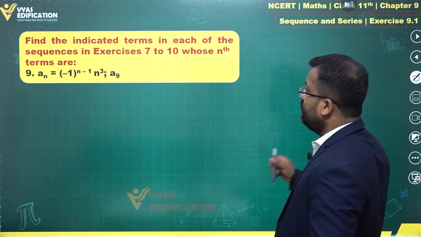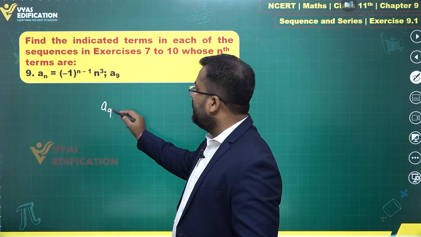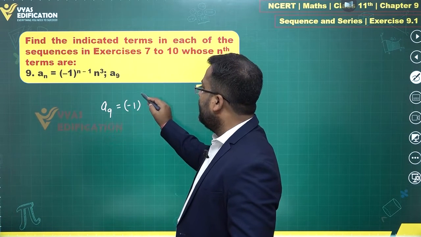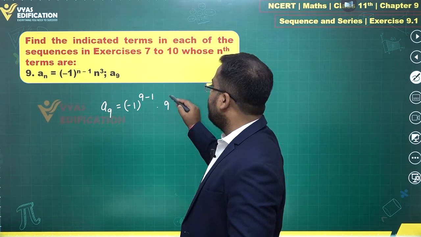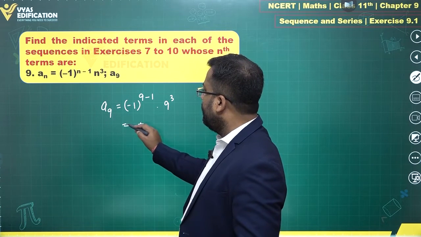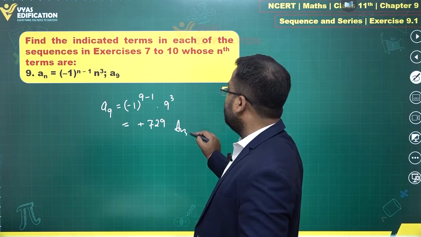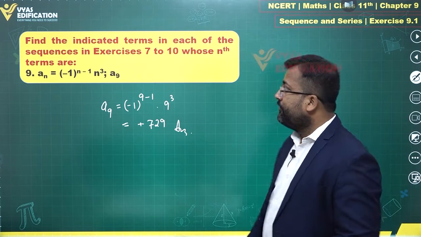In the 9th question, you need A9. Okay, and A9 will be equal to minus 1 power 9 minus 1 times 9 power 3. This is minus 1 power 8, which is plus 1, and 9 power 3 is 729. That's my required answer for this 9th question.